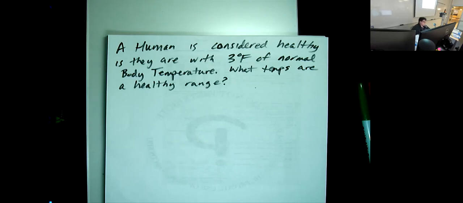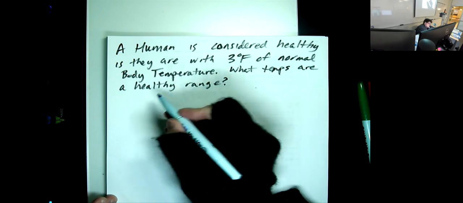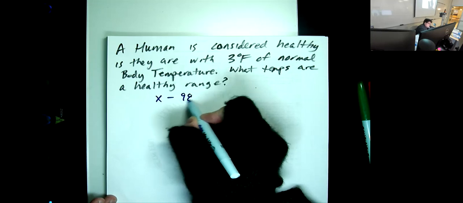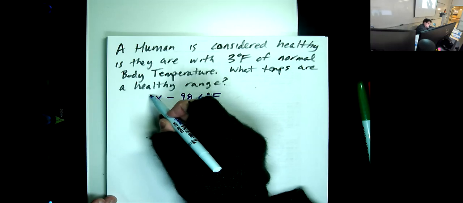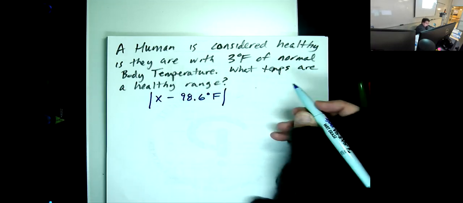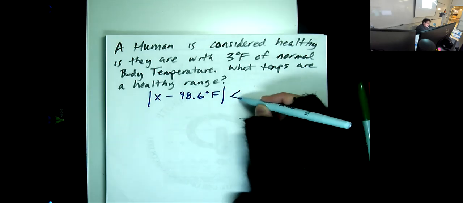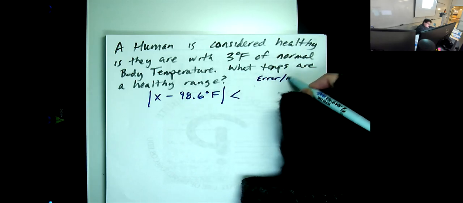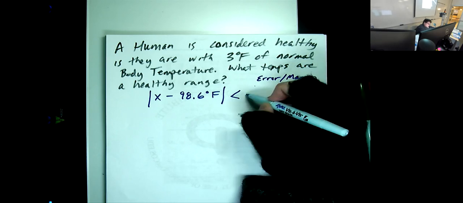So when we want to be within 3 degrees of it, a healthy human body temperature is 98.6 degrees Fahrenheit. So we can do x minus 98.6 degrees Fahrenheit, put absolute values on it, and then you say it's less than the error, or margin of error, goes on the right, which is our 3 degrees Fahrenheit.